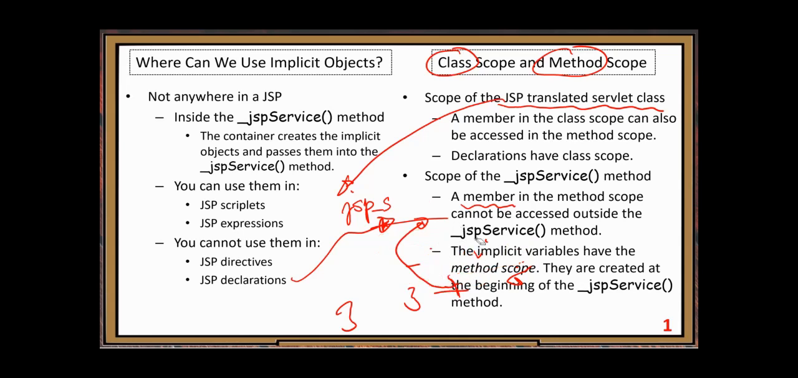All right, then implicit variables. I talked about this last time. This is the same as implicit objects. People just also call them variables. The implicit variables have the method scope. So they are created at the beginning of this method.